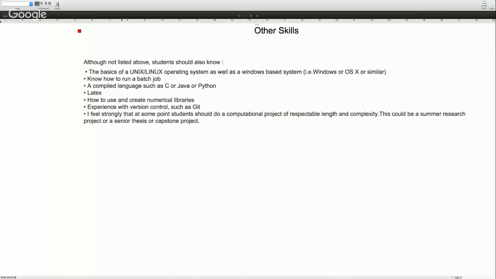I think they should know how to use LaTeX, even though journals are becoming more lax in allowing you to submit Word documents or Mathematica notebooks. For professional publishing in physics and mathematics, really, I believe you should know how to use LaTeX. I think you ought to know how to use a numerical library, and at least the basics of creating a numerical library.